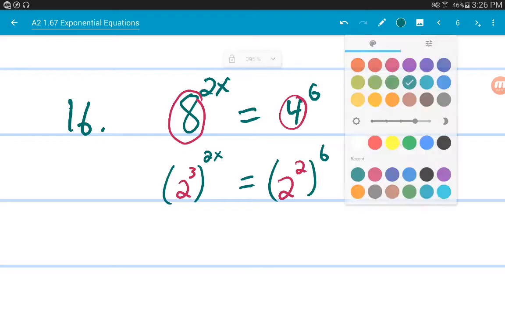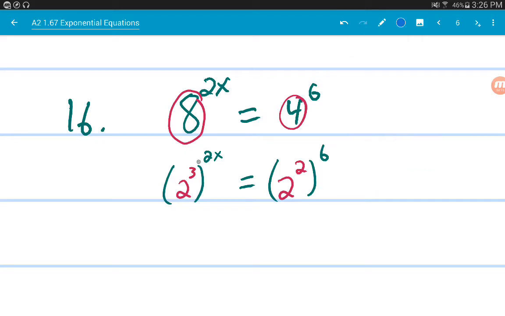Each one of these terms has a power raised to a power. If you've been reviewing these lessons, or if you remember from lesson 65, when you have a power raised to a power, we're multiplying them. So 3 times 2x is 6x, so 2 raised to the 6x power. Same thing on the right-hand side. 2 and 6 are both exponents, so 2 raised to the 2 raised to the 6, I'm going to be multiplying them. 2 times 6 is 12, so 2 to the 12th.